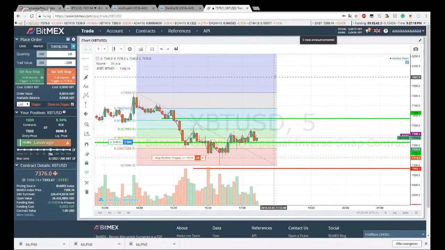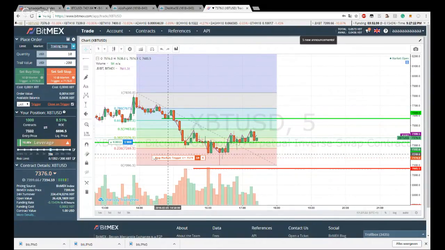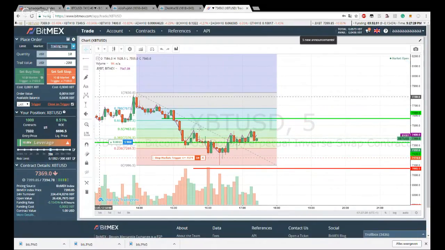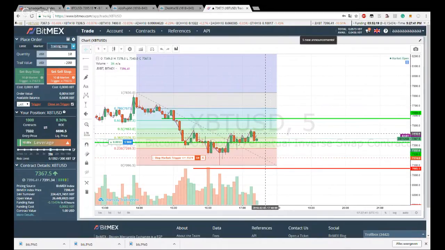Now let's say the price reaches 8,000 and then goes down. If it goes down, the stop will not move. It will only move in the position you are trading. If you're longing, then it will only go up, never go down. If you're shorting, then it will only go down and never go up. So I'm really hoping the price will reach the 618 right now, so I can demonstrate this.